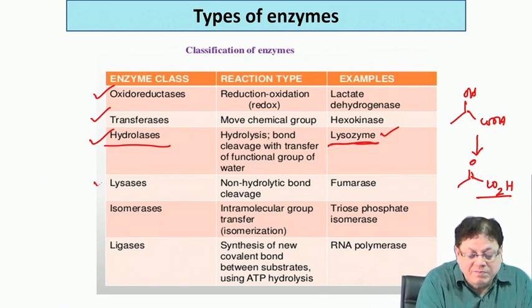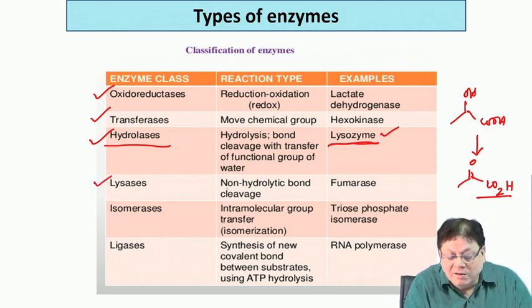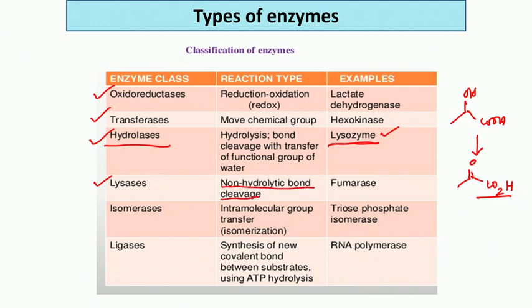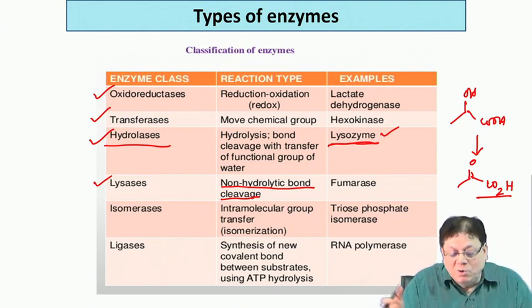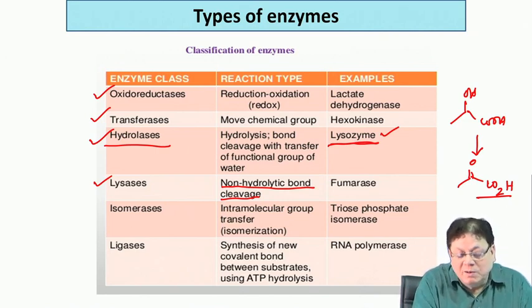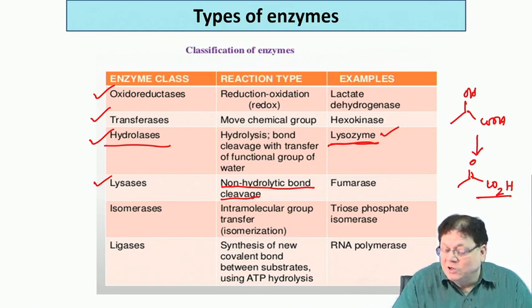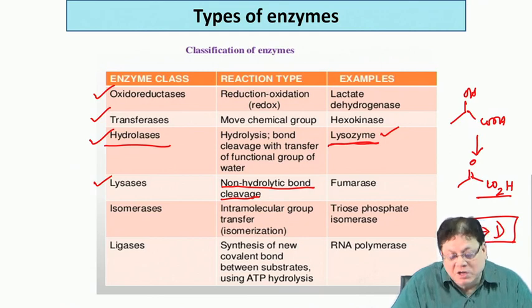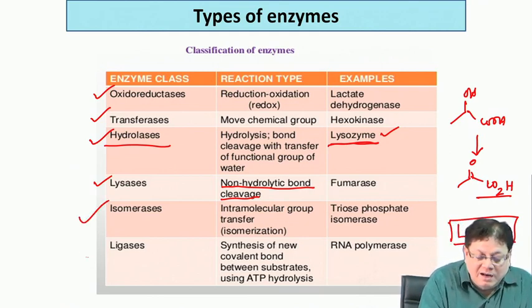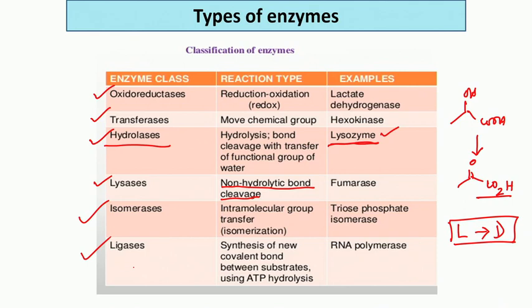Then you have lyase. Lyases are non-hydrolytic bond cleavage. So, if you have a bond cleavage which is done other than by water, then you have those type of enzymes, lyases. Then you have isomerase. In isomerase there is some isomerization, like L to D conversion, an amino acid going from L to D, that is an isomerization reaction. And then finally, there is a ligase. Ligase is basically joining of two things together, like synthesis, that means synthesis of new covalent bonds between substrates.